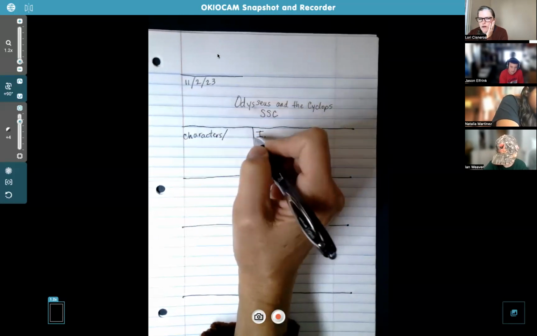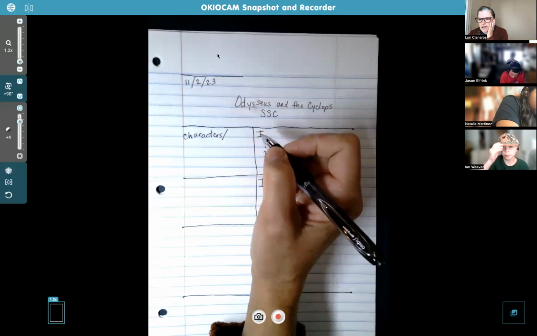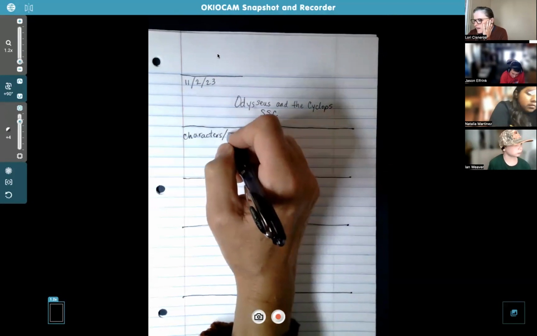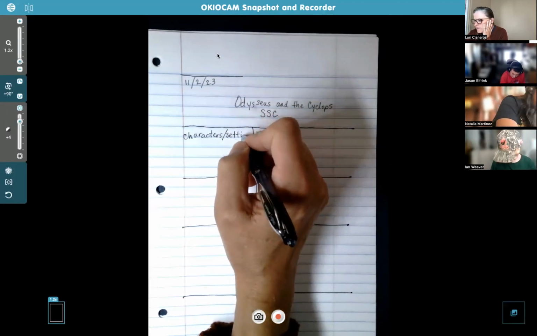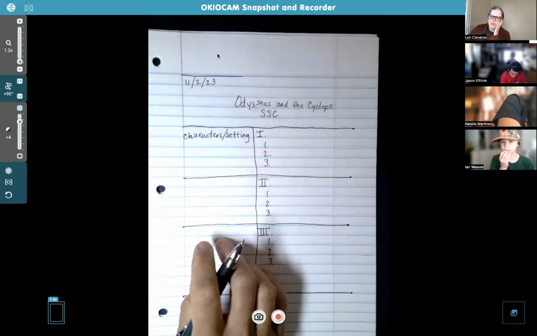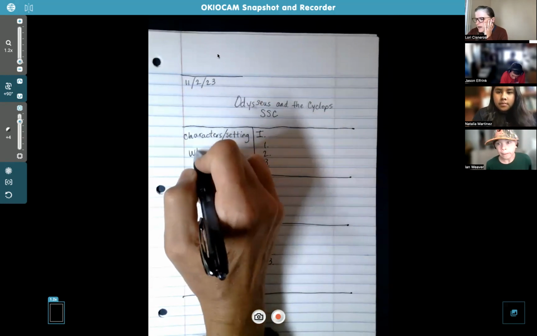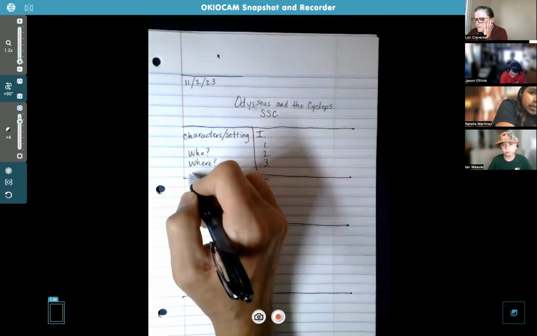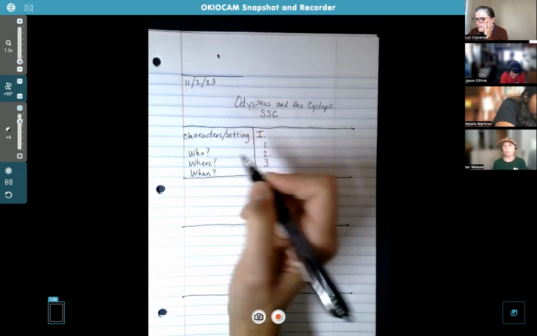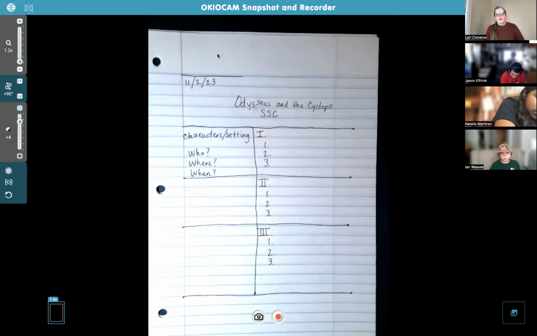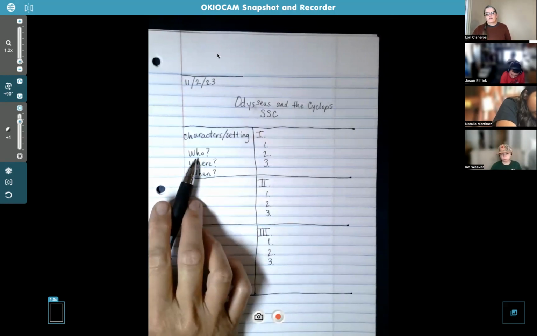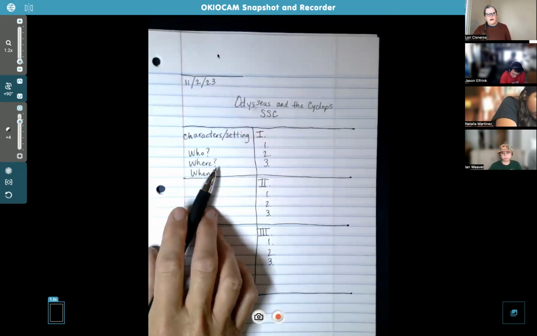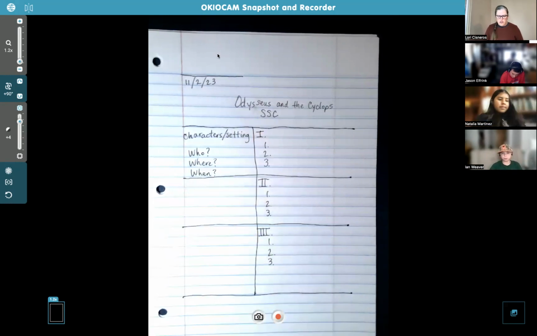And what was this other word next to it? Setting. That's where the story takes place, right? But you're right, Ian, we do ask some questions. And in this box, we're going to ask who and where and when. Who obviously tells us the characters. Where and when tell us the setting. Setting is like, where does the story take place, or when.